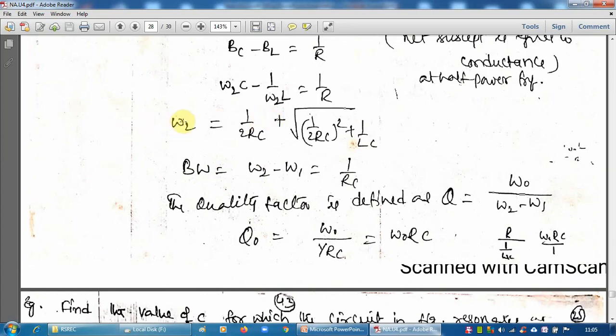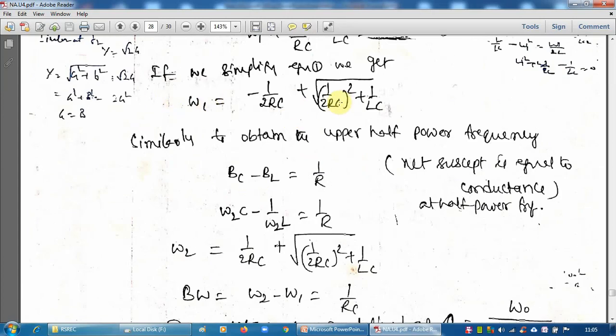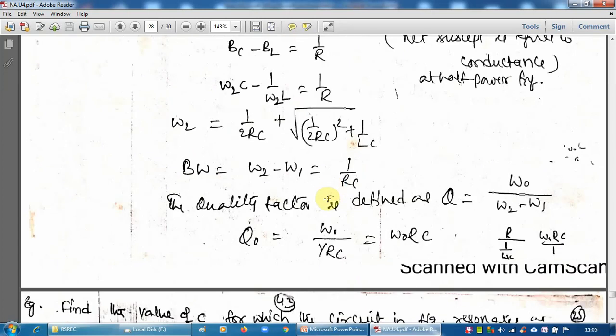If we equate these two and simplify, we will get expressions for omega 1 and omega 2. If omega 2 is there, F2 you can easily get, only thing is 1 by 2 pi is to be taken. Omega 2 and omega 0. Bandwidth again is omega 2 minus omega 1, or F2 minus F1. This is the omega 1 equation, and this is the omega 2 equation.